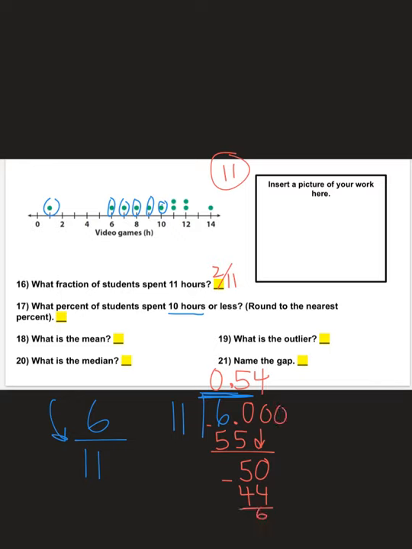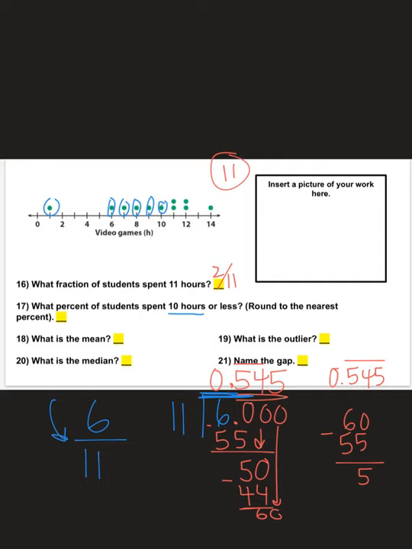Add a 0, drop a 0. I'm going to move it over, so we're at 60. And then 11 goes into 60 5 times again. So 5 times 11 is 55. Subtract, we're left with a 5. And notice we're going to be repeating 5, 4, 5, 4. So it tells us in the question, round to the nearest percent. So right now we have the answer 0.545, and this would be repeating.